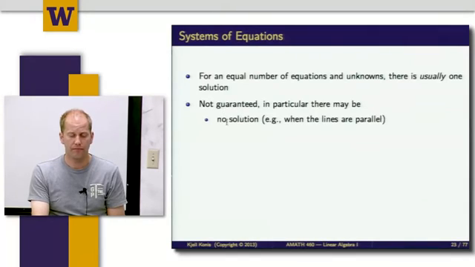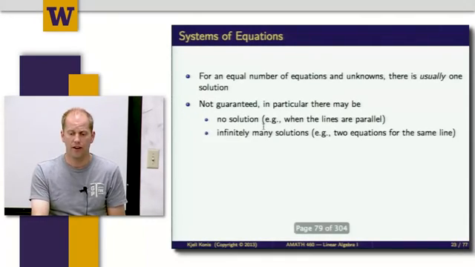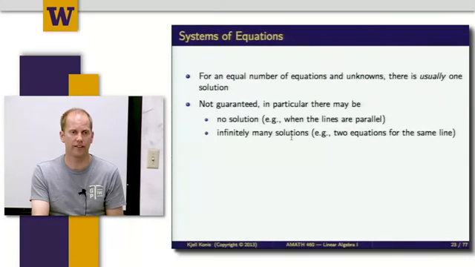So there may be no solution. So if 2 lines are parallel, and basically my interpretation of a system of equations is where do these 2 lines intersect. If the 2 lines are parallel, we'll get no solution. Or if you have 2 equations that look different but are actually describing the same line in the plane, then you have infinitely many solutions. So any point on that line satisfies the equation of each line.